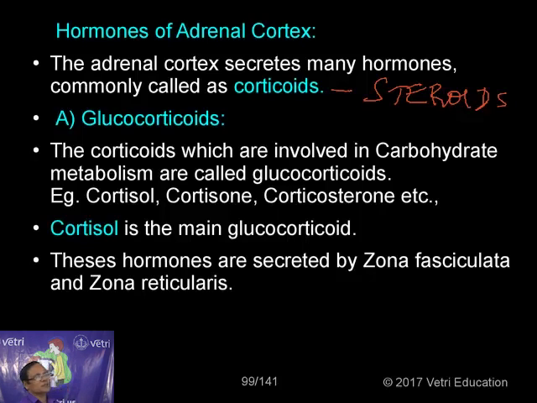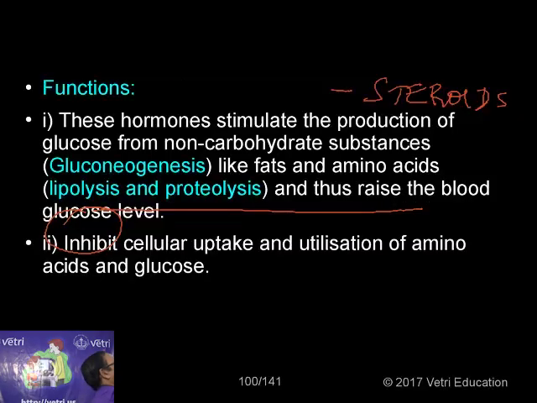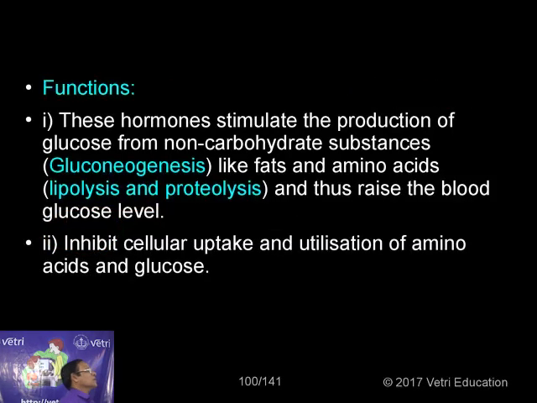Now glucocorticoids. These are hormones concerned with carbohydrate metabolism. It's a group of hormones like cortisol, cortisone, corticosterone. So you see, it is a group of hormones, and the major glucocorticoid is cortisol. These hormones are secreted by zona fasciculata and some by zona reticularis. The major secretion is by zona fasciculata, with the zona reticularis also helping it to secrete the glucocorticoids. The major glucocorticoid we have is cortisol.